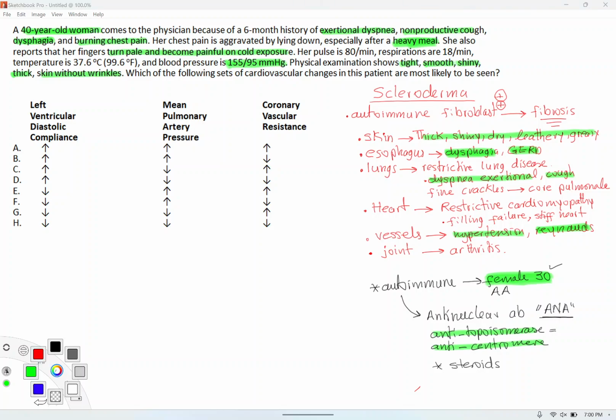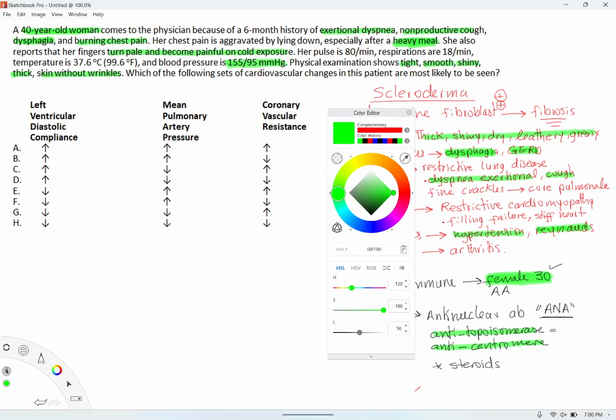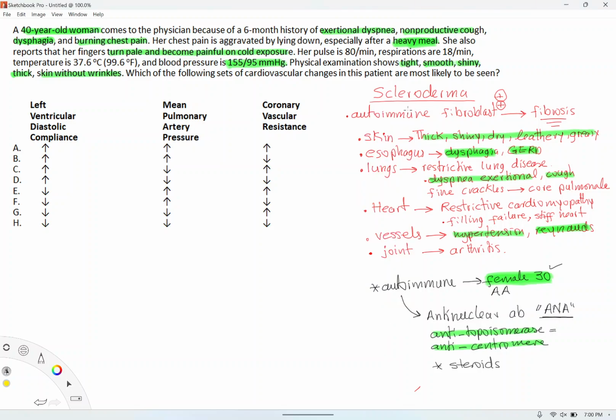I will change my color to yellow. So first we want left ventricular diastolic compliance. What does that even mean? You understand what left ventricle means, right? Compliance simply means stretchability. It's asking you, does the left ventricle stretch more, less, or normal in scleroderma?